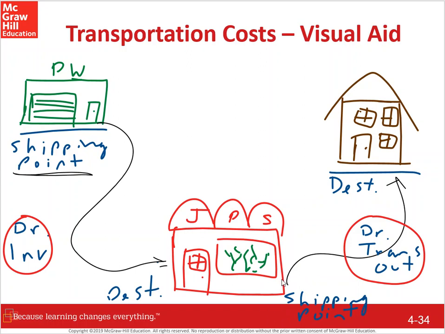And is this going to be product cost or period cost? And here we see, oh yeah, this is period cost. Product cost is obtaining the inventory. Period cost is shipping it out to a customer. So we're going to be debiting transportation out.